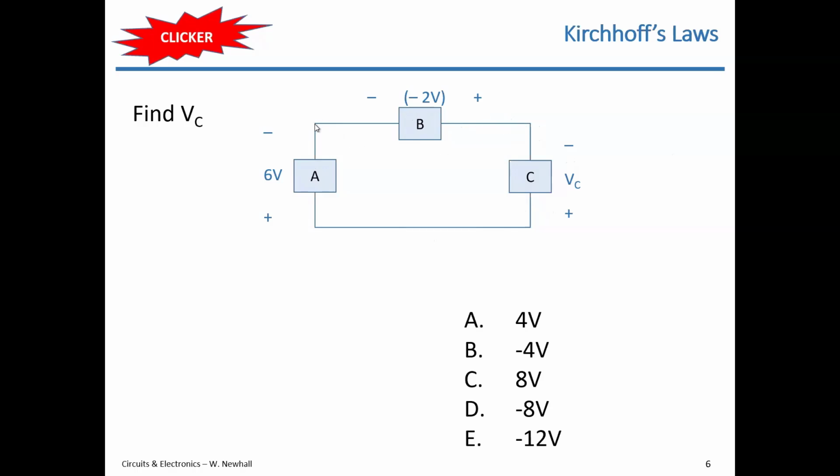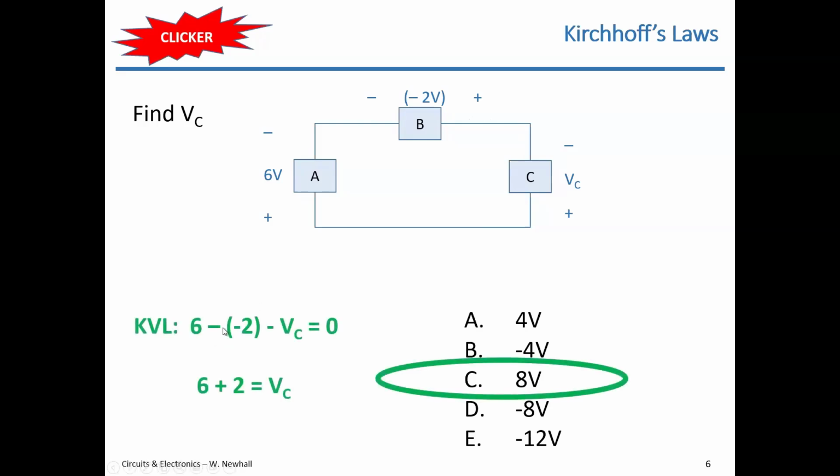I could start at the left side, go down, -6 plus VC plus -2 equals 0. You'll get the same answer. So in this case, I chose to do this. I said plus 6 minus -2 minus VC equals 0. And you could try those different combinations of starting at different points and going either direction. You'll get the same answer.